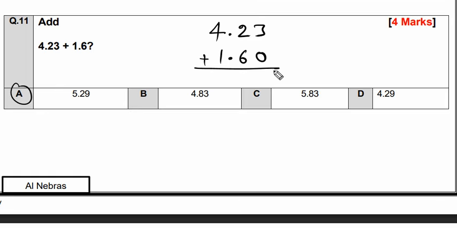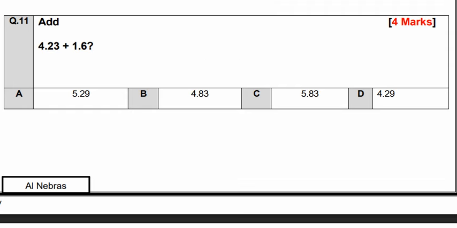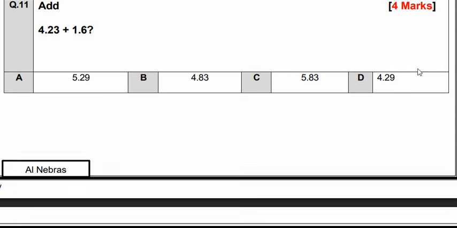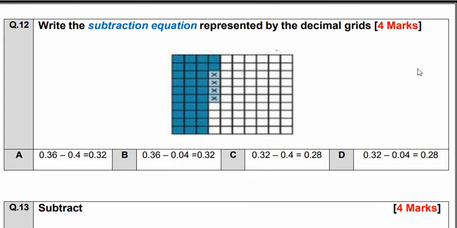Now let's see what's your answer. 3 plus 0, 2 plus 6, 4 plus 1. Okay, how many of you got it right? If you got it right, you got 4 marks. Next, now write the subtraction equation.